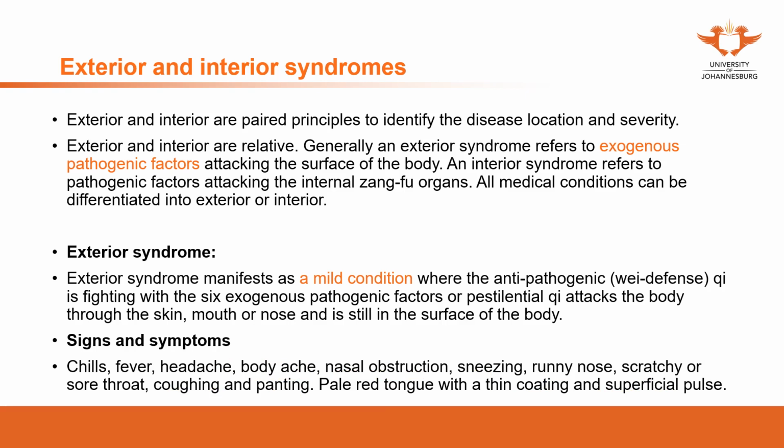An exterior syndrome is where the antipathogenic qi fights with the exogenous pathogens in the superficial skin. Because when these pathogens invade our body, they invade from the nose and mouth, from the skin, and in the meantime, our antipathogenic qi needs to fight with them. Because the war happens at the superficial level of the skin, the location is exterior and also superficial.